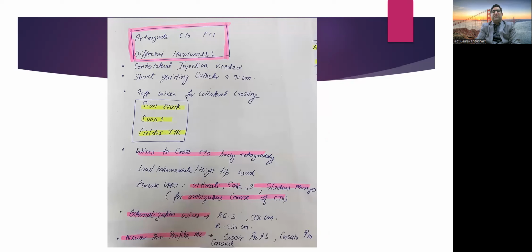So there are a few different hardware items that are used for retrograde PCI. Most commonly, contralateral injection is needed. A good collateral identification is very important. Many times short guiding catheters of around 90 centimeter are used, although usually nowadays we can go with the standard guiding catheters, but many operators still use the short guiding catheters.